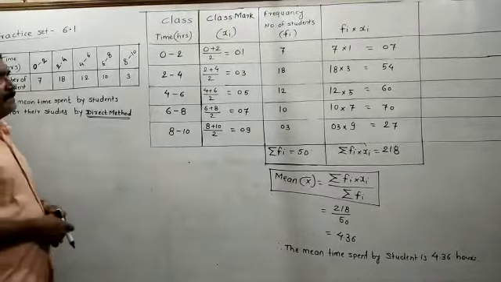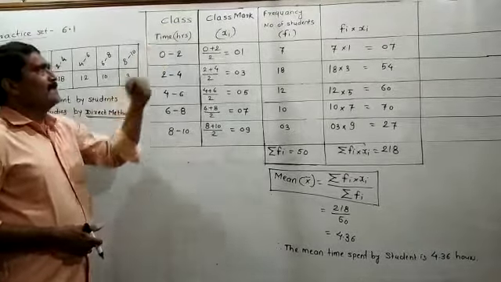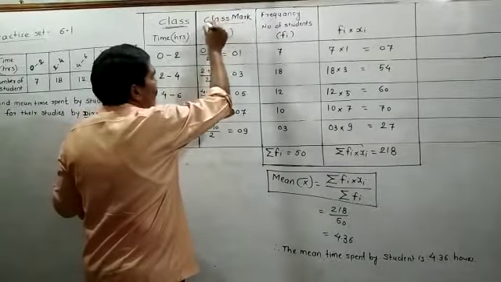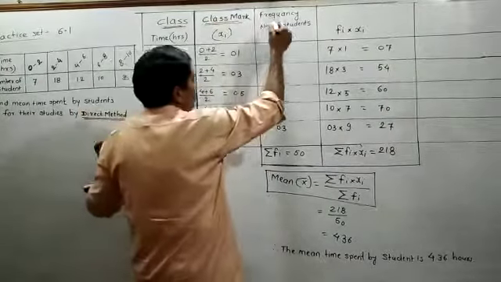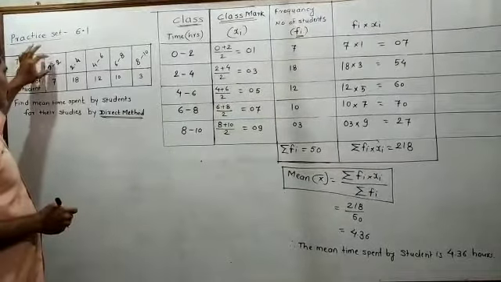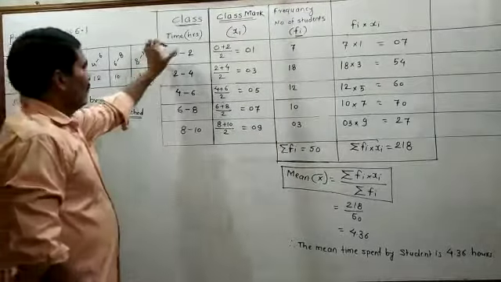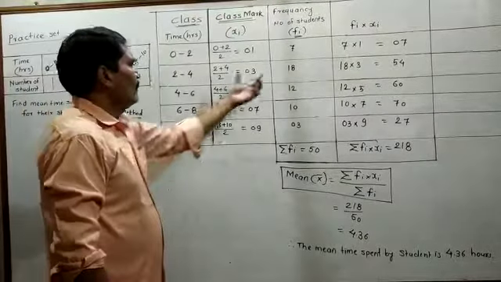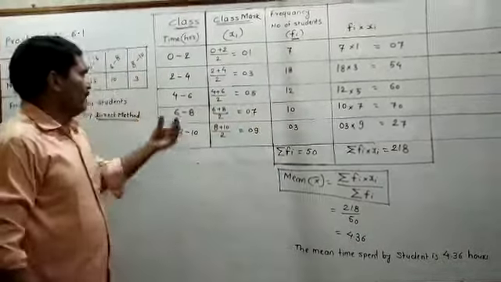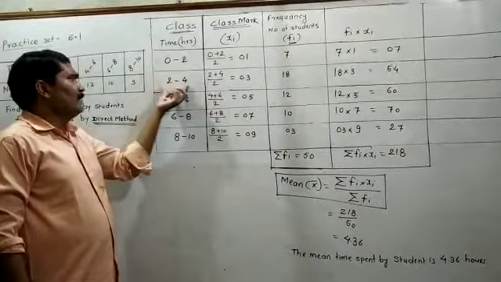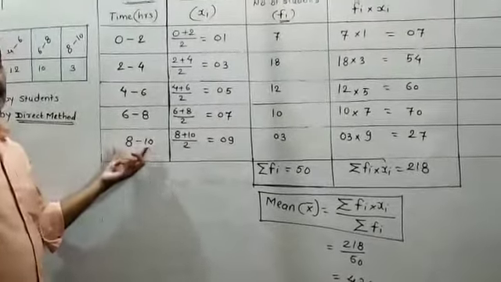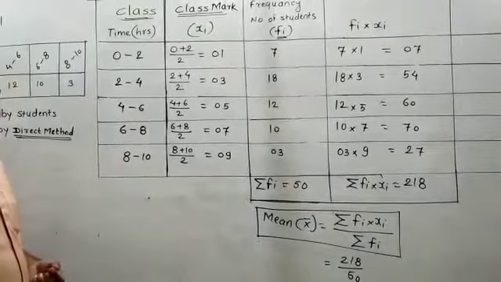For the direct method, you have to prepare a chart like this. In the first column you write the class, in the second column the class mark, and in the next the frequency. All the classes go in this column and all the frequencies in this column. You have to find the class mark. The classes are 0 to 2 hours, 2 to 4 hours, 4 to 6 hours, 6 to 8 hours, and 8 to 10 hours.